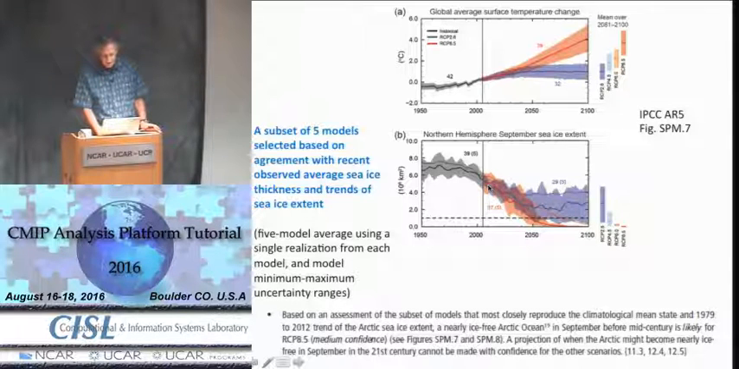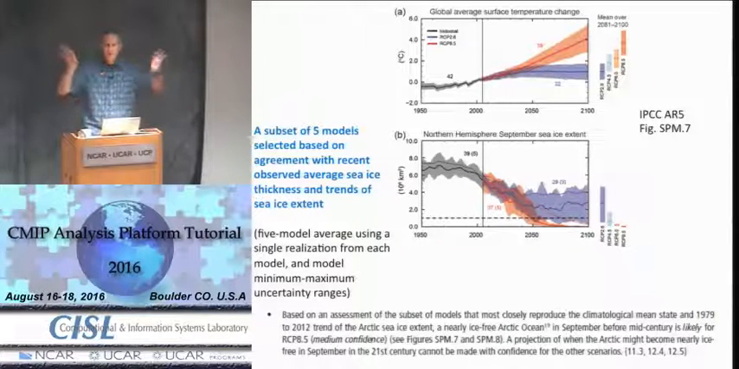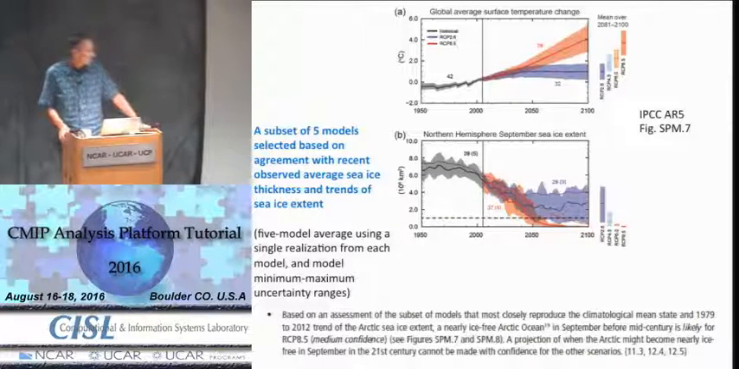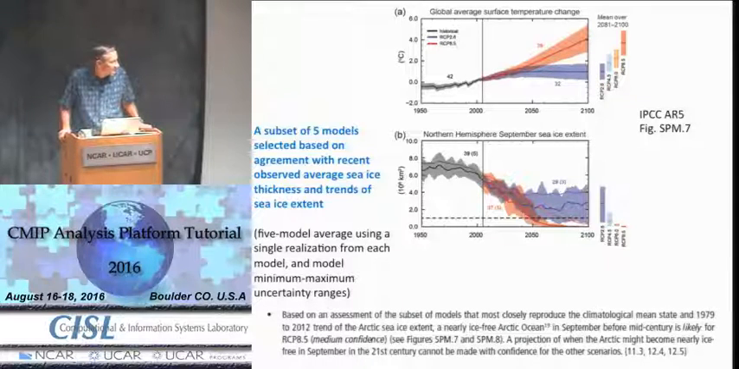The ensemble average of these 5 models comes down here, and you can see it crosses this dashed line. The dashed line is what sea ice experts define as a nearly ice-free Arctic in September. There are nooks and crannies where various sea ice bits stay in and really never melt, but basically the bulk of the Arctic is ice-free. And the conclusion that came from this is in this bullet here on the bottom that was in the summary for policymakers: based on an assessment of the subset of models that most closely reproduce the climatological mean state and 1979 to 2012 trend of the Arctic sea ice extent, a nearly ice-free Arctic Ocean in September before mid-century is likely.